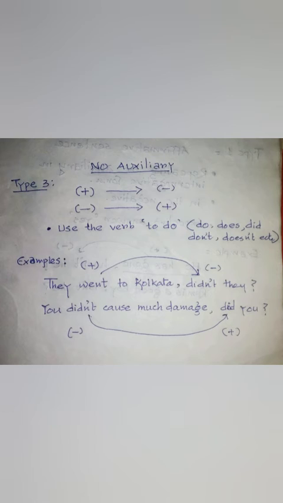You see that this is type 3, and plus to minus, minus to plus. Now, what do you mean by plus to minus and minus to plus? Plus to minus, minus to plus actually indicates affirmative sentence to negative sentence. If the sentence is affirmative, then we have to make the tag question negative, and vice versa. That is, if the statement is negative, then we have to make the question tag affirmative. So the rules are the same.